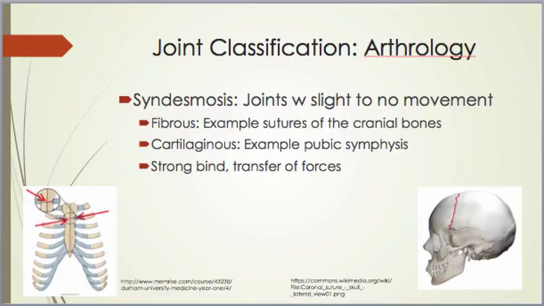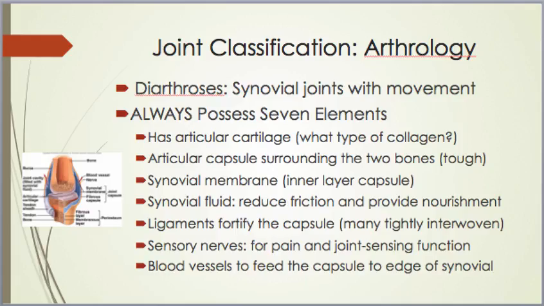So we have different examples, including cartilaginous structures such as the pubic symphysis. And together, these joints form a strong bond between two bones to transfer forces. So that is the purpose. There's really no movement associated with them, just the transfer of forces.